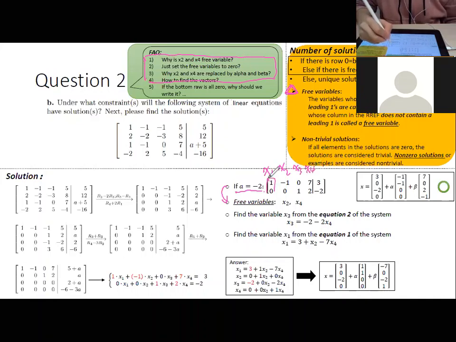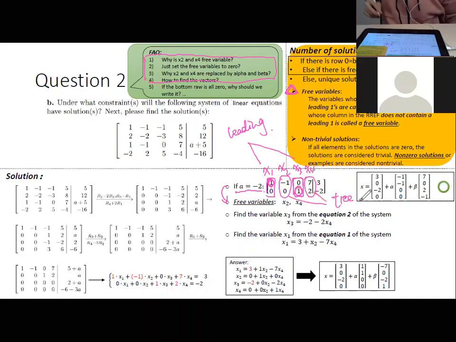For the first column, we can see there is a pivot, and this is leading one. So x1 is a leading variable. Again, for this column, we can see there is a pivot, and according to the definition, these 2 variables are leading variables. I think it's obvious. And then we focus on column 2 and column 4. We can see there are no pivots. So according to the definition, they are free variables.